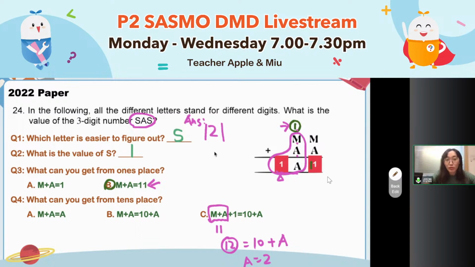This question is one of the most challenging questions in the 2022 paper. So everyone, I do recommend that after the live stream, you try to do the question again by yourself, okay? Think about it. If you cannot see Teacher Apple's workings here, where should we start from to figure out which letter and which digit place? You try to think about it by yourself.